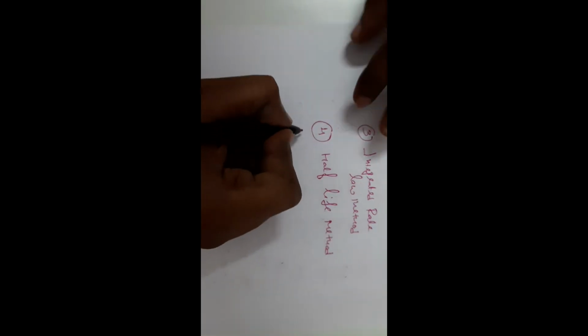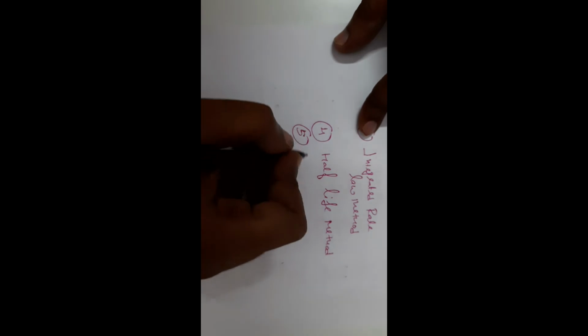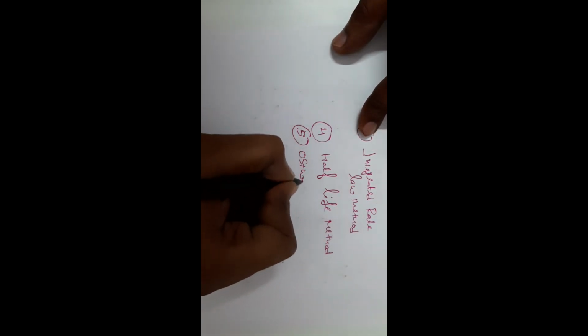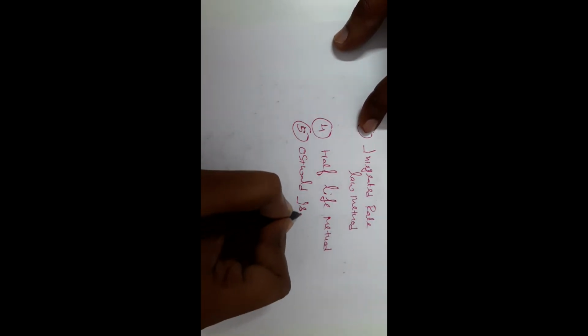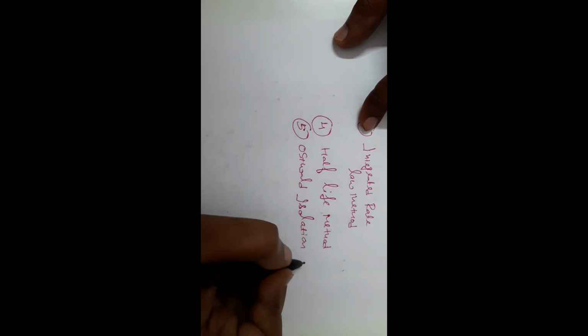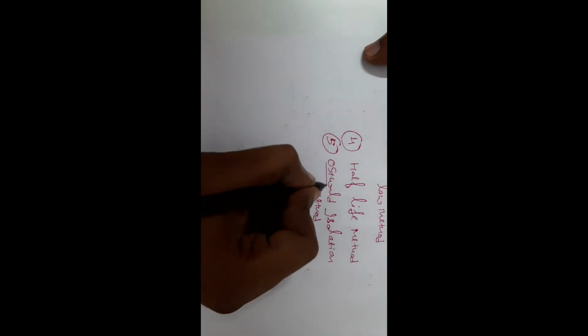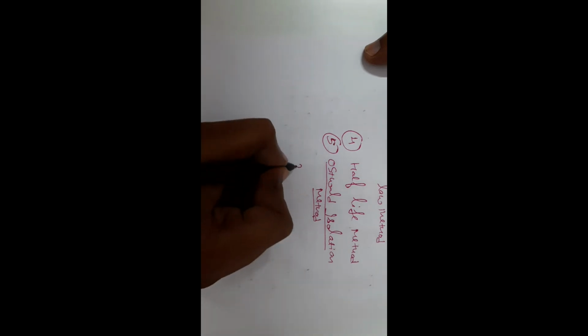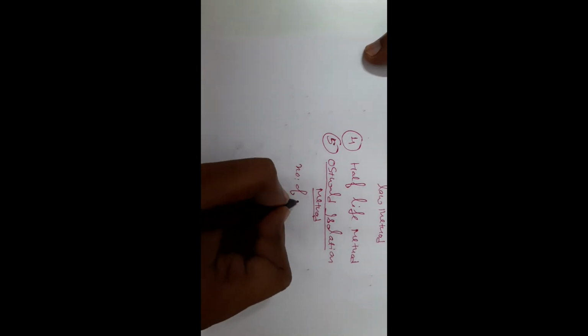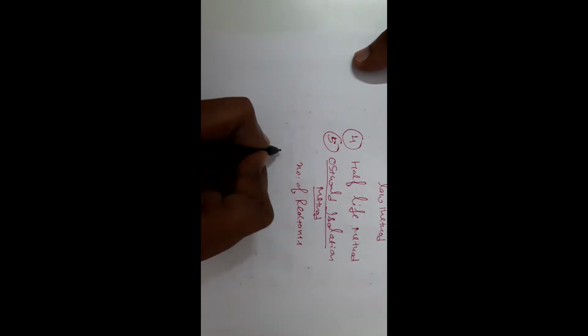Number 5 is one more, that is the Ostwald isolation method. But this method is used when a number of reactants are there. What does that mean? All the reactants except one are taken in a large excess. Suppose I will give you an example.